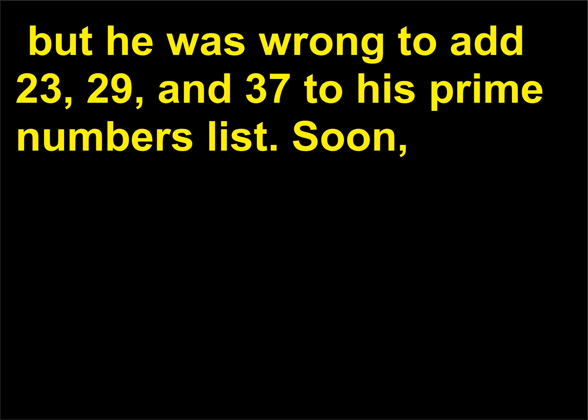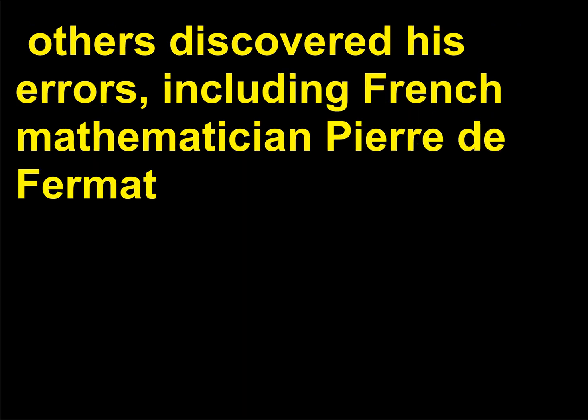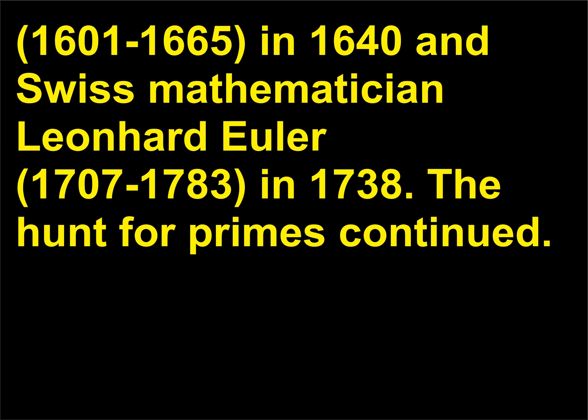Soon, others discovered his errors, including French mathematician Pierre de Fermat, 1601–1665, in 1640, and Swiss mathematician Leonhard Euler, 1707–1783, in 1738. The hunt for primes continued.